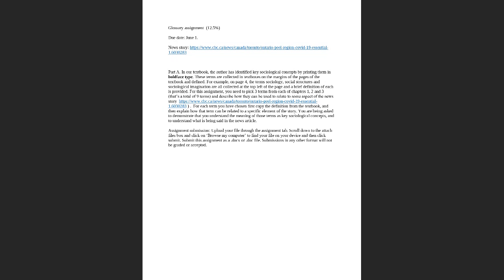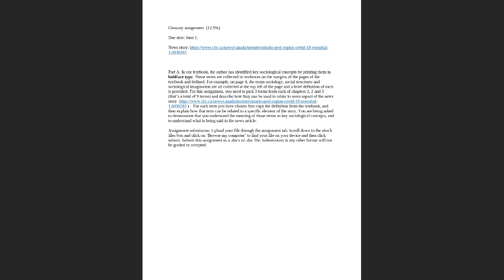So it requires of you to use your imagination a little bit. It requires of you to read and understand what this news story is about. And it requires of you to be able to see from the context in the sociology textbook what work is done, what meaning is attached to the particular terms you've chosen.